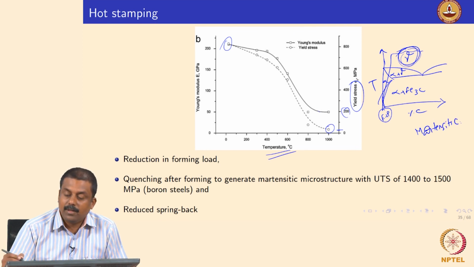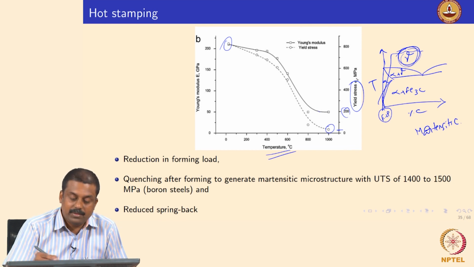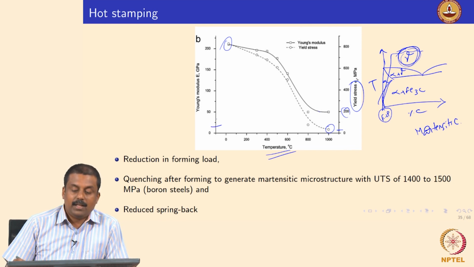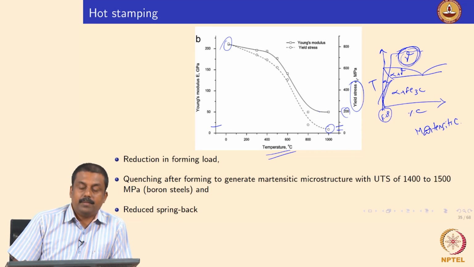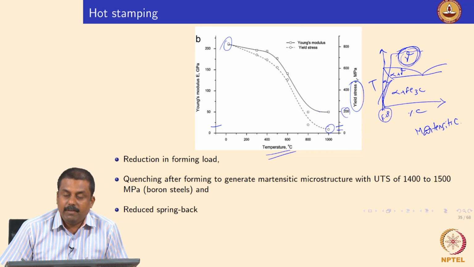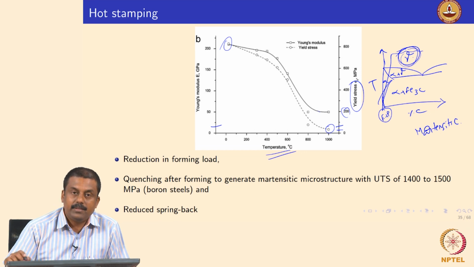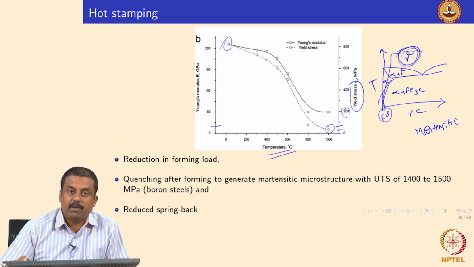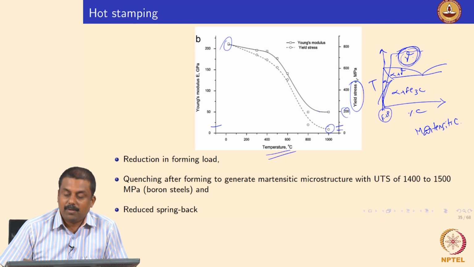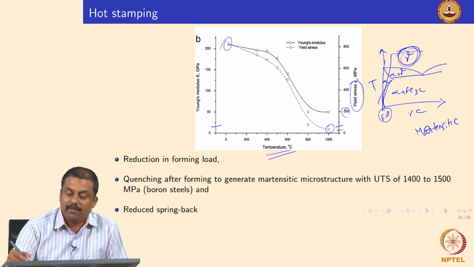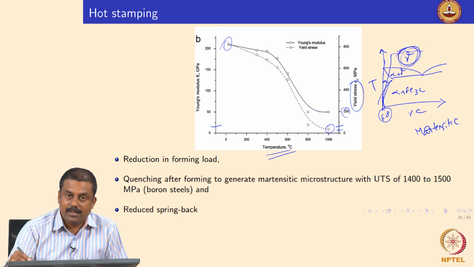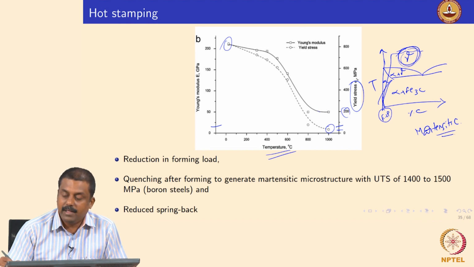Okay. So you form it at a very soft stage. You see that yield stress is not even 100 megapascal. So you can deform it very easily in the austenitic region, and then subsequently quench to room temperature. So your component microstructure after the forming would entirely become martensitic.